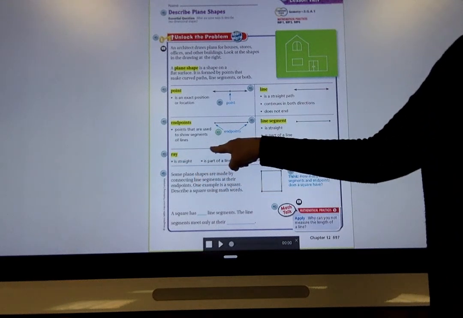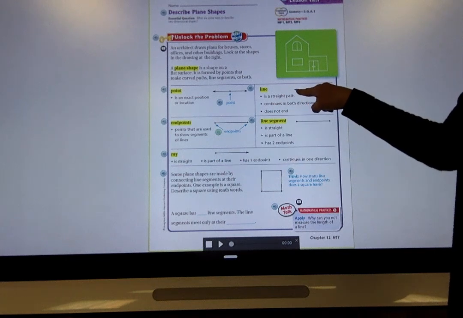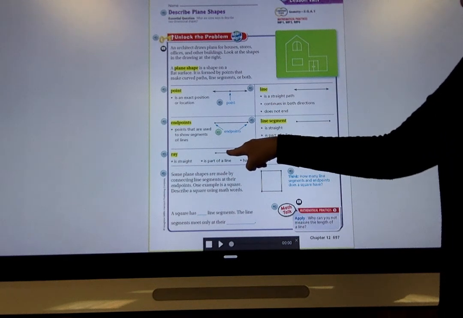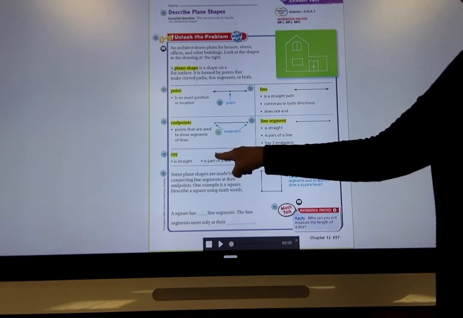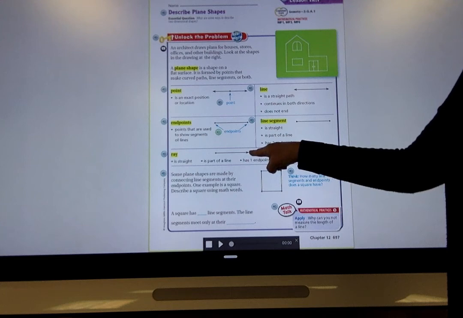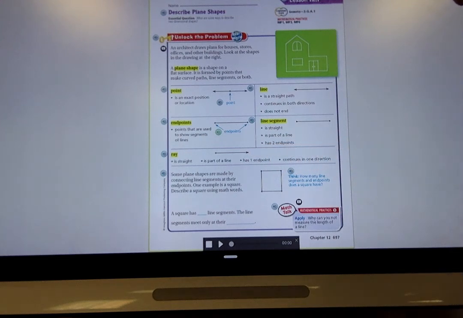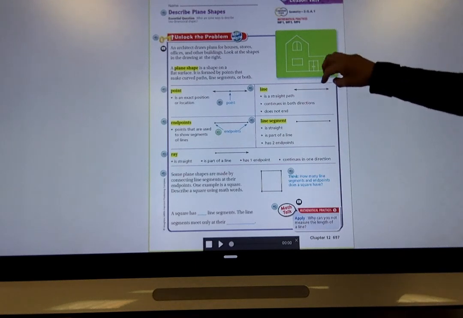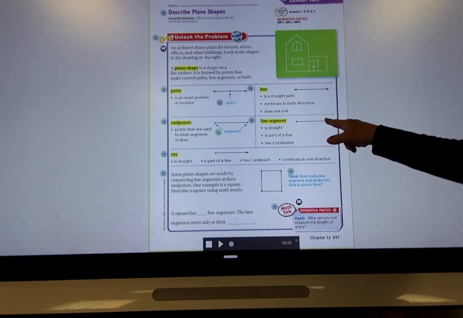So a ray is straight. It is part of a line. Okay, this is a line. It goes in both directions. This only goes in one direction. So it's part of a line, so it has one endpoint and one other end continues in one direction. Up here we have our line, a straight path continuing in both directions. It never ends.